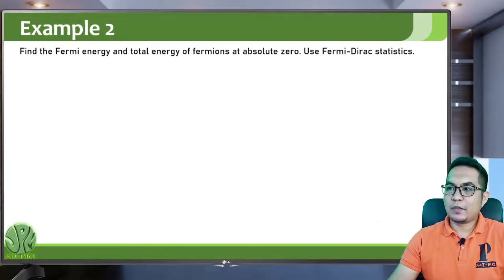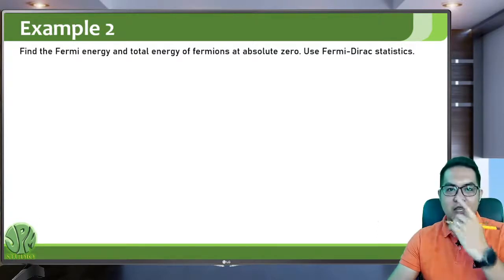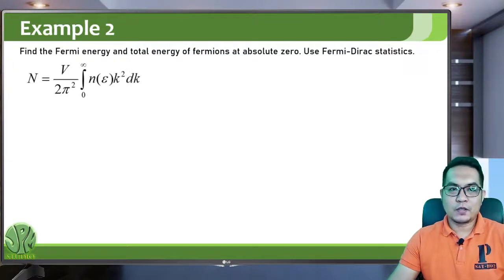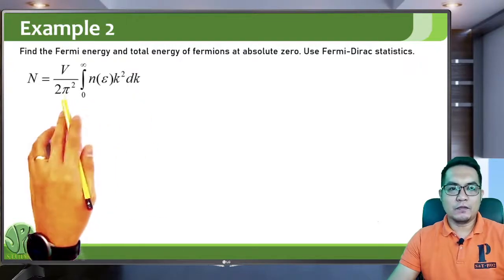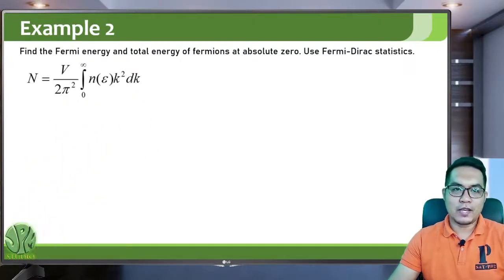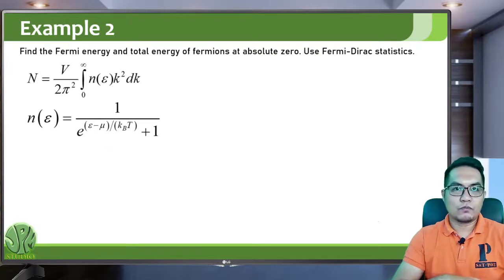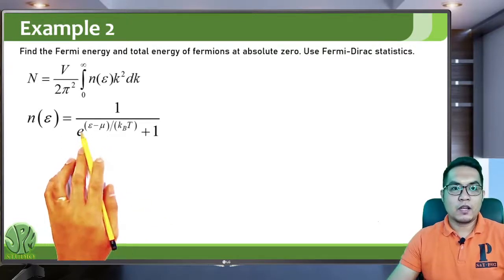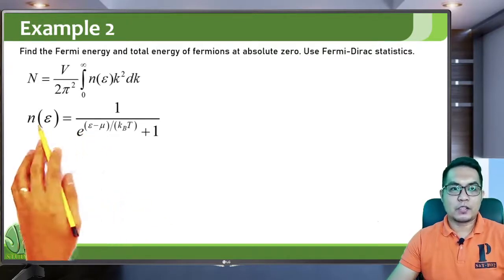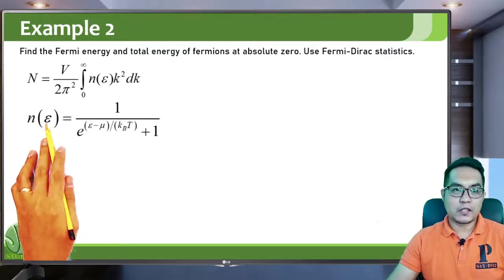So let's have an example. Find the Fermi energy and total energy of fermions at absolute zero. So you need to use Fermi-Dirac statistics here because we are dealing with fermions. So we need to use this integral for the total number of particles n. So this is our most probable number of particles associated with energy epsilon.